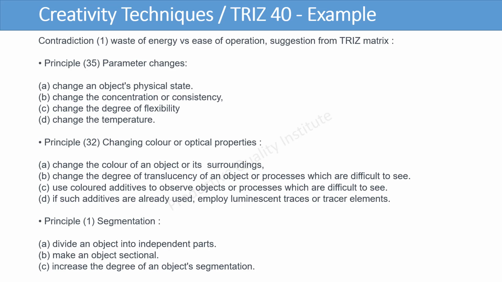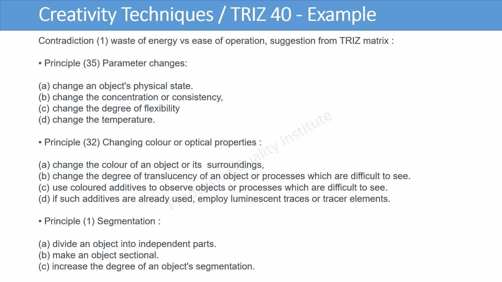Suggestion from the TRIZ matrix: Principle 35, parameter changes. A. Change an object's physical state. B. Change the concentration or consistency. C. Change the degree of flexibility. D. Change the temperature.